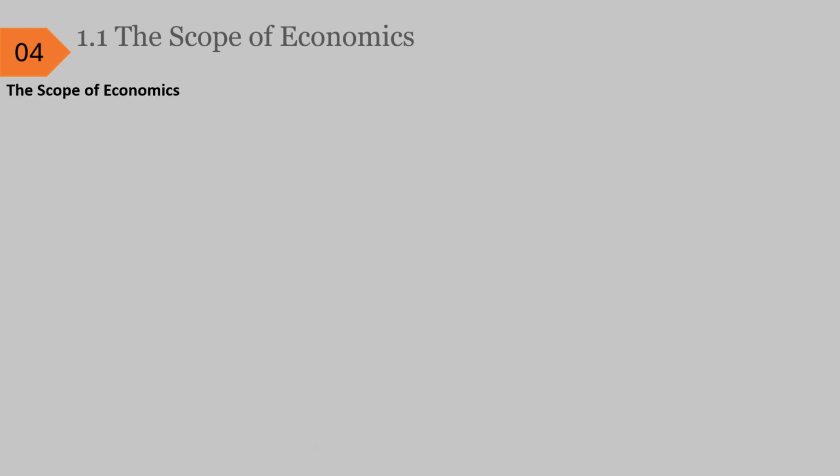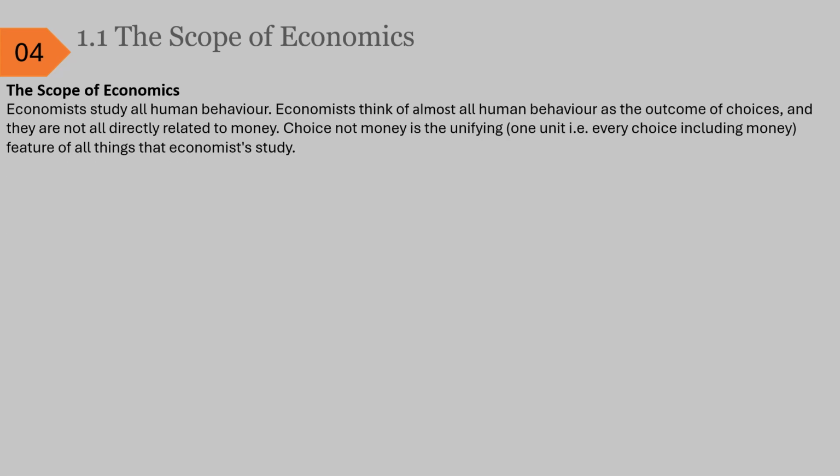Okay, so moving on, the scope of economics. Economists study all human behavior and think that human behavior is the outcome of choices, and these are not directly related to money. Choice, not money, is the unifying feature of all things that economists study.